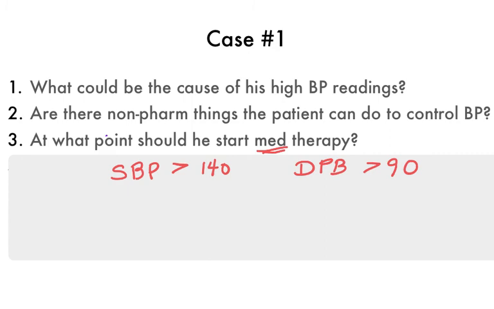The guidelines say that 140 over 90 and below is the goal we should set for this patient because he is a diabetic and because he is under the age of 60.